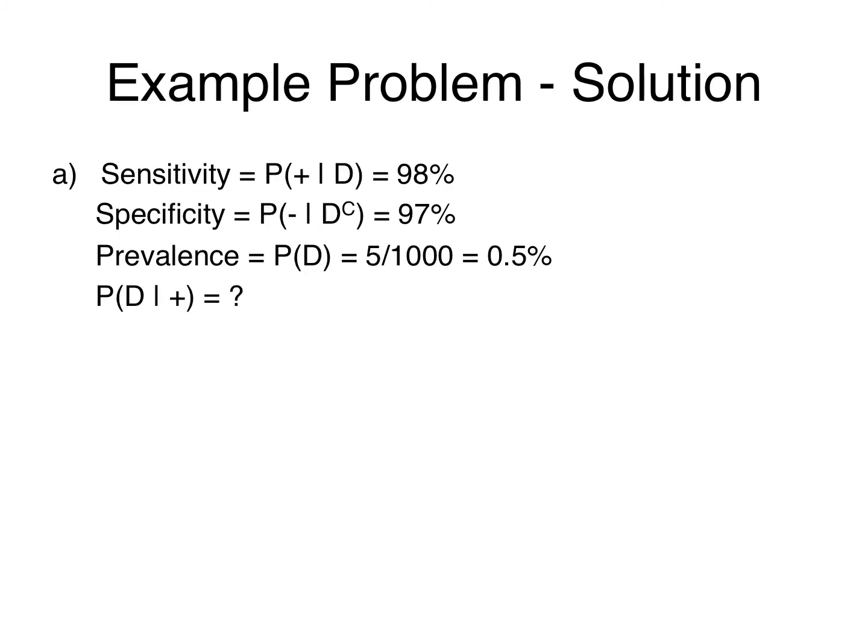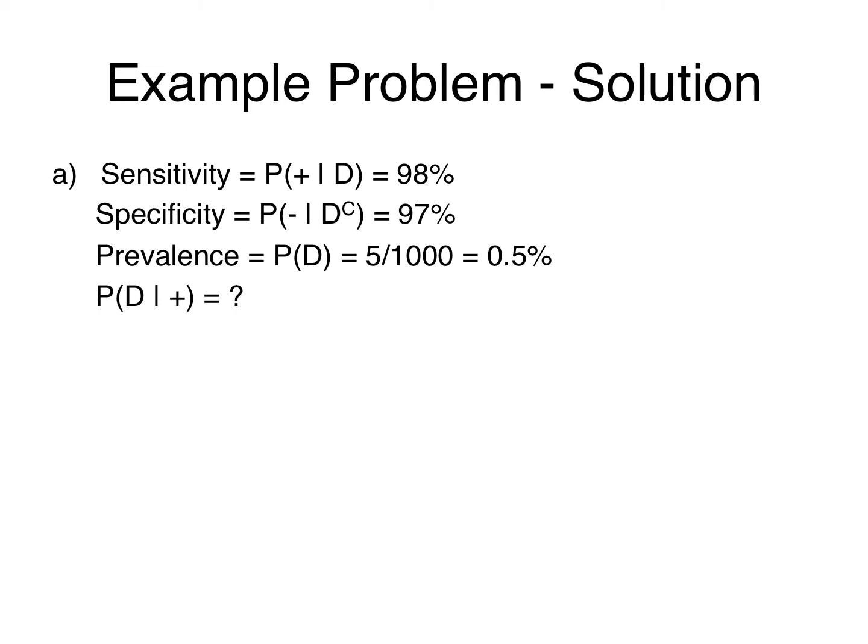So to answer question A, the first thing we should do is write out what we know. So we know that a woman who has the disease will test positive 98% of the time. So this is the sensitivity. And a woman who doesn't have the disease will test negative 97% of the time. So this is the specificity. And we know the prevalence is 5 out of 1,000 people, or 0.5%. So based on this information, we could make a 2x2 table to try to figure out this problem.